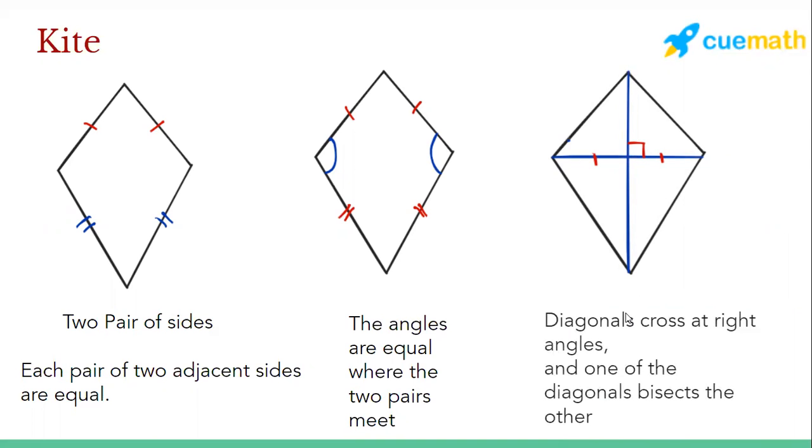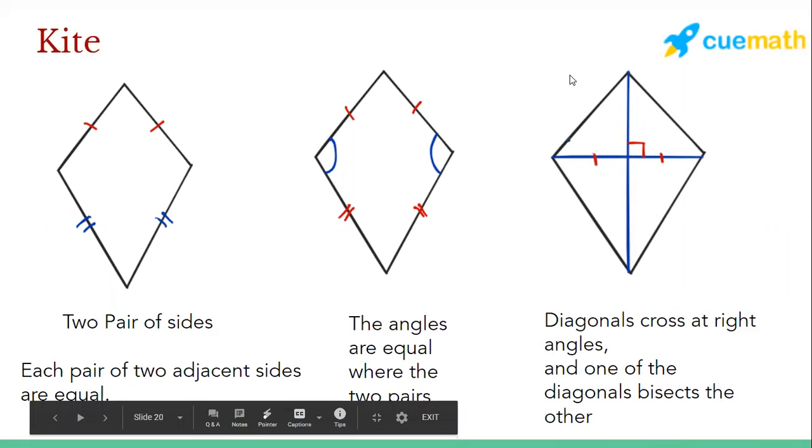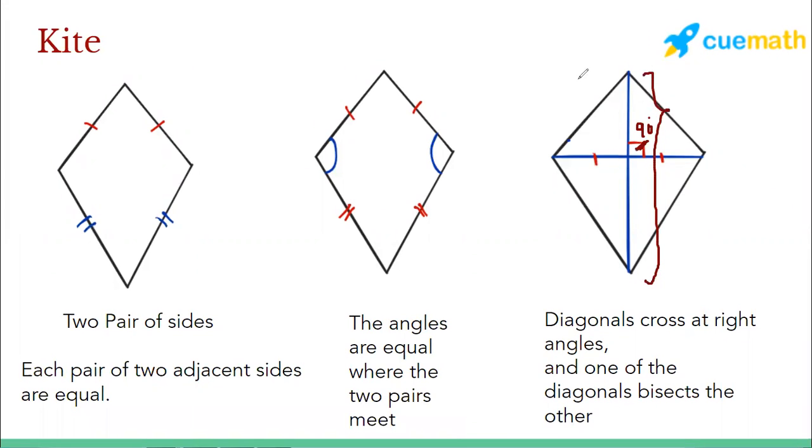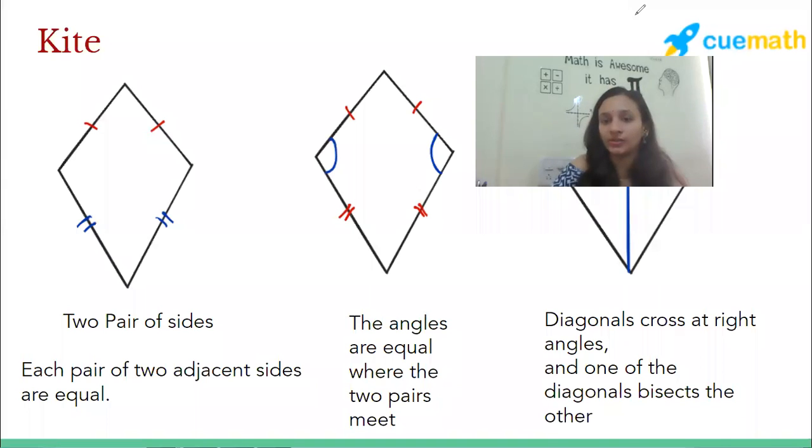Also, what it also has is that one of the diagonals bisects the other. The one which is getting bisected, I have already highlighted it. I'll show you again. First of all, they're intersecting each other at 90 degrees. Then this diagonal, the vertically standing one, is bisecting the horizontal diagonal into two equal halves. This is equal to this. So these are all the properties which are associated with the kite.